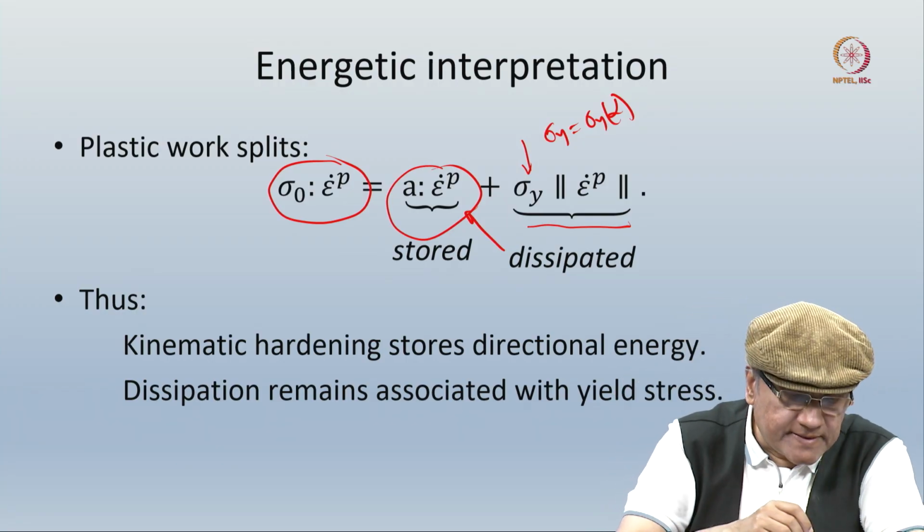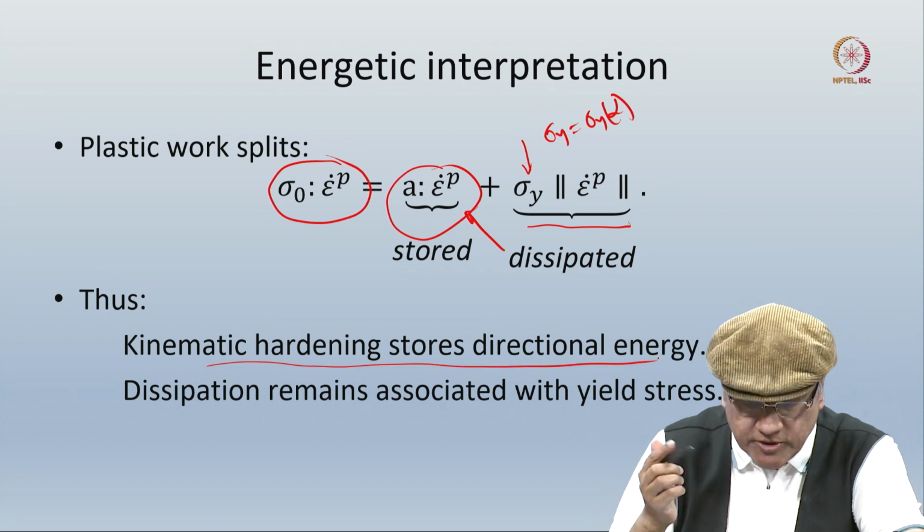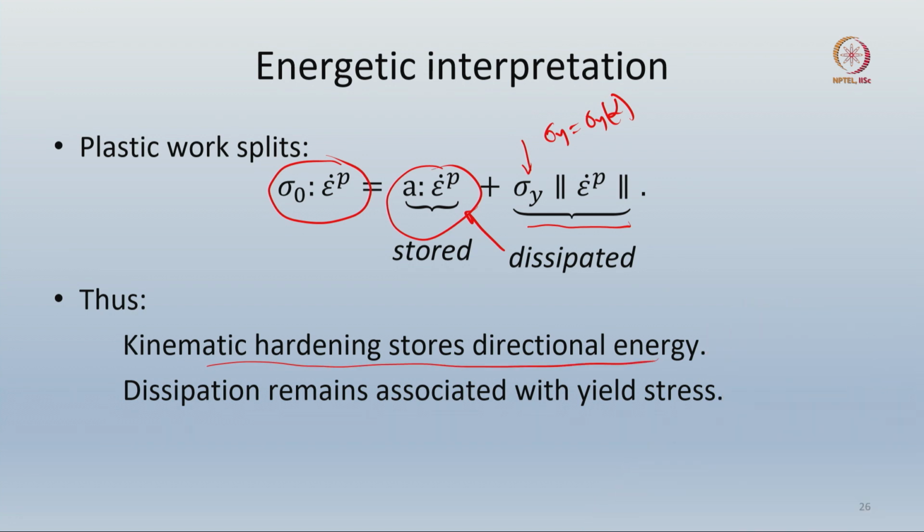But the difference is that the kinematic hardening stores directional energy and the dissipation remains associated always with the yield stress, because the back stress gets subtracted from sigma 0, and so the dissipation that actually happens is not because of hardening at all. Hardening cannot produce heating. Any heating that is actually happening is because of the perfect part of the plasticity, right. So that is an important point to remember.